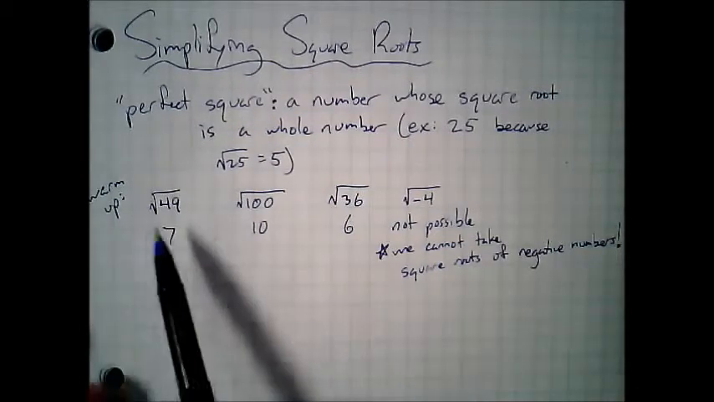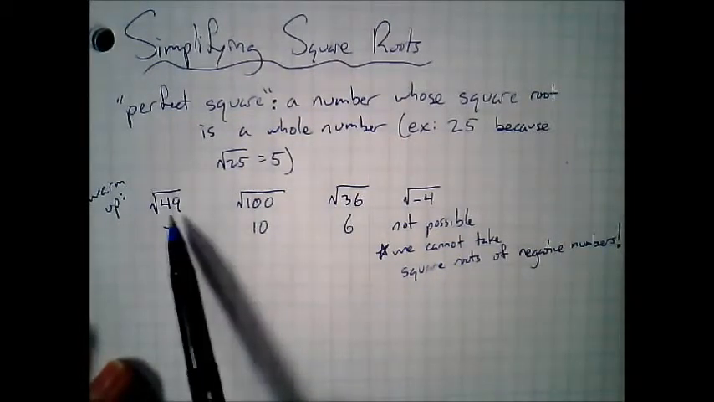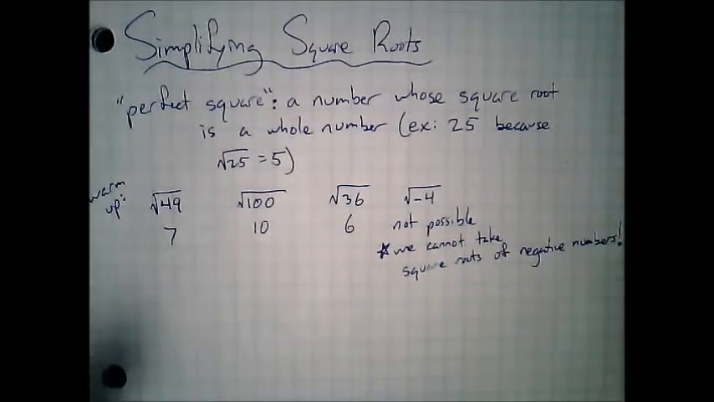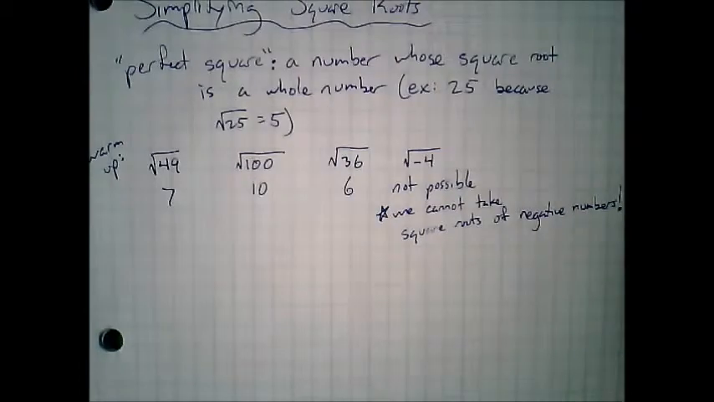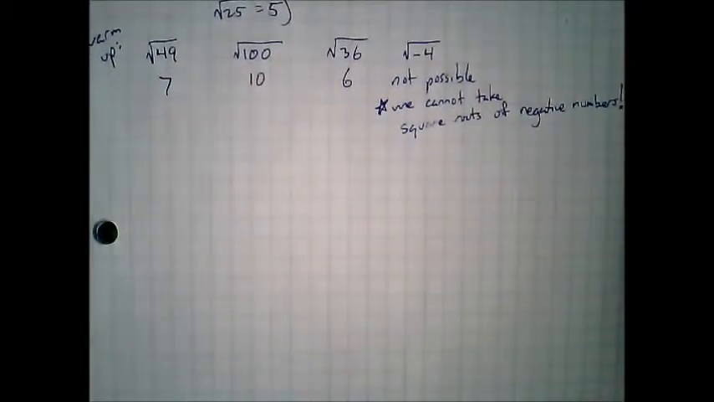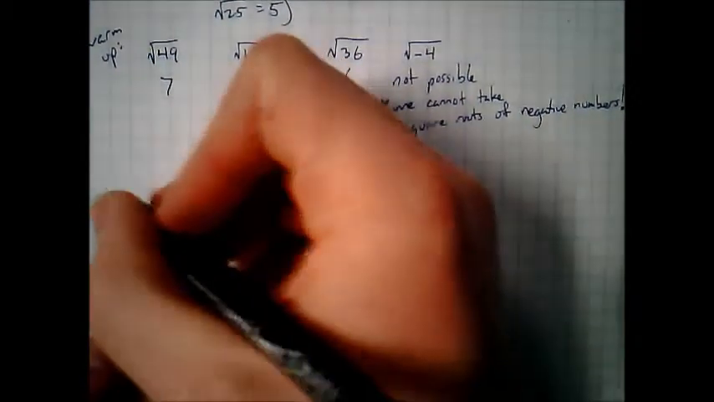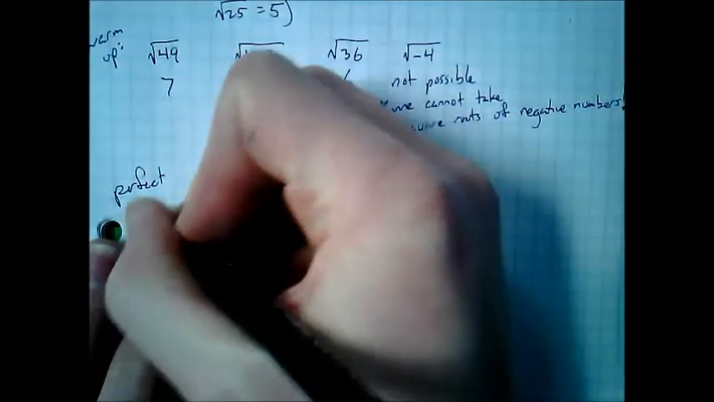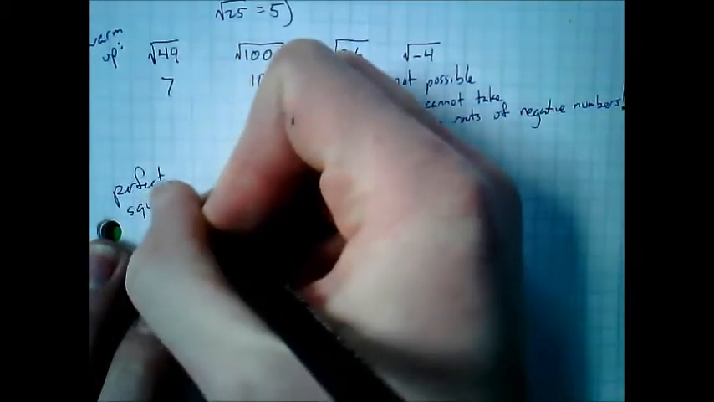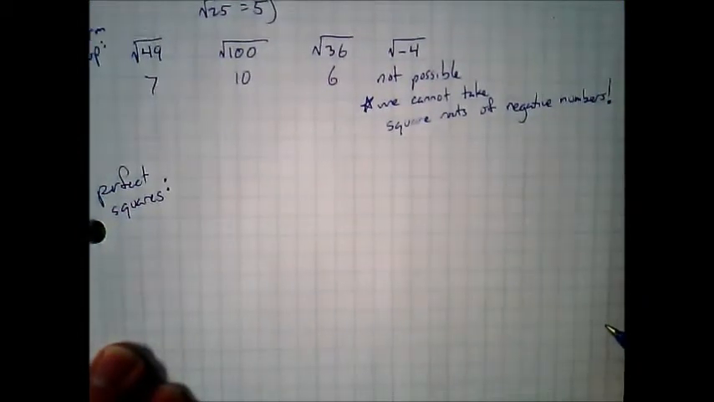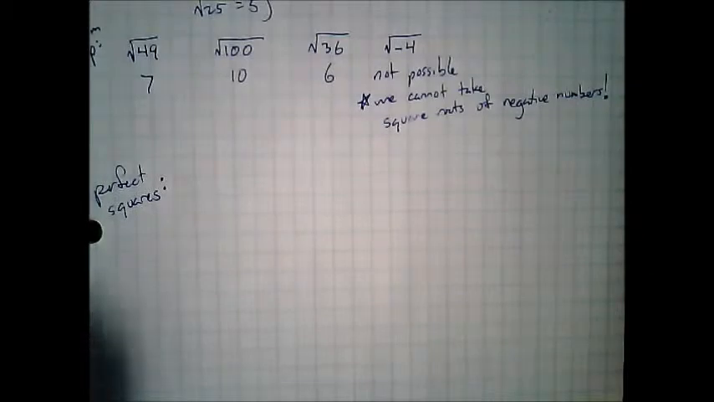Alright, so now because the square root of 49 is 7, we say 49 is a perfect square, 100 is a perfect square, 36 is a perfect square. So it's important that we are able to identify what the first perfect squares are. This is a list that you should memorize or at least be able to think through quickly. We want to know what the perfect squares are.